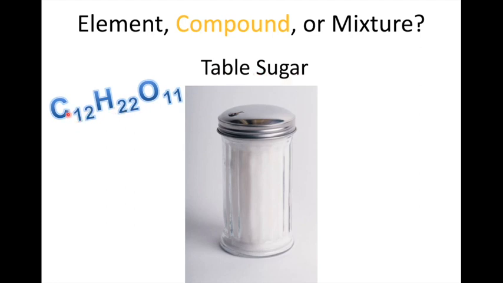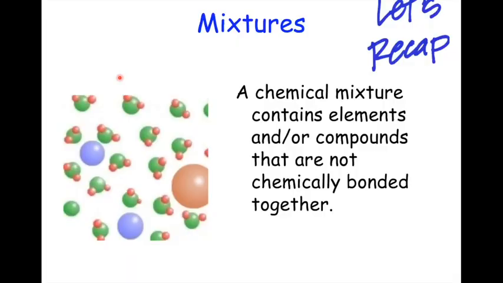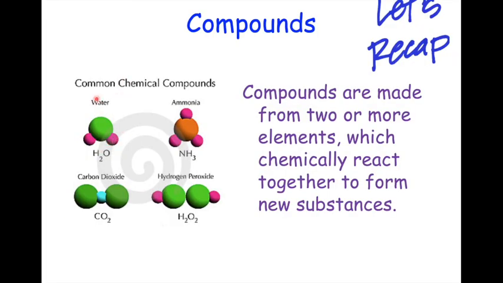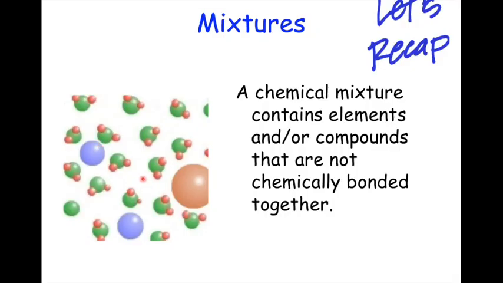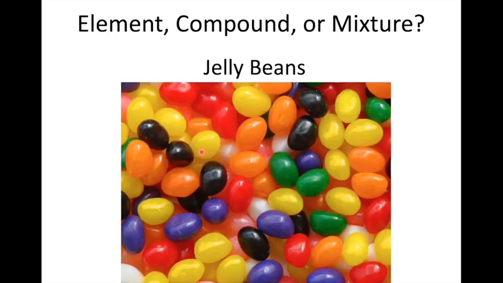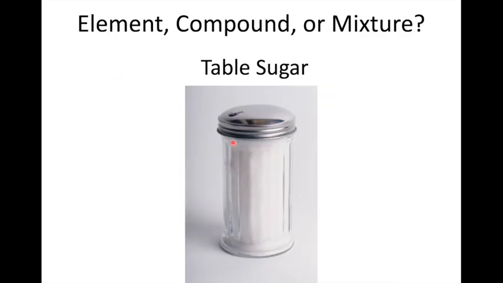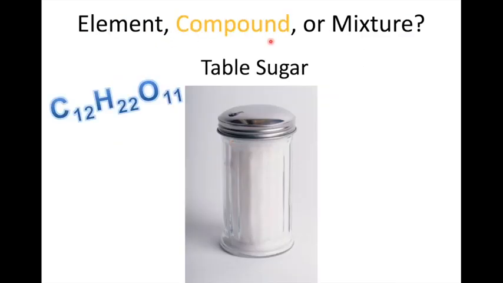So if you take 12 atoms of carbon, 22 atoms of hydrogen, and 11 atoms of oxygen and chemically bond them together, you force them together, kind of like in this picture way back here. If you take all those atoms and stick them together without them floating around away from each other, kind of like they are here, you will get table sugar, making it a compound. Remember, compounds are atoms that have been chemically bonded together.